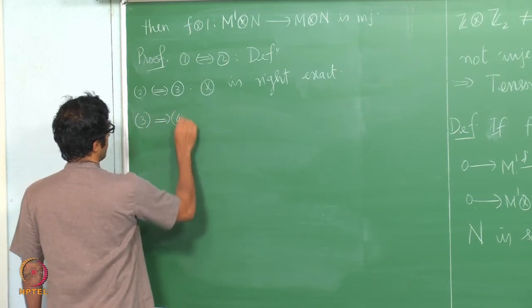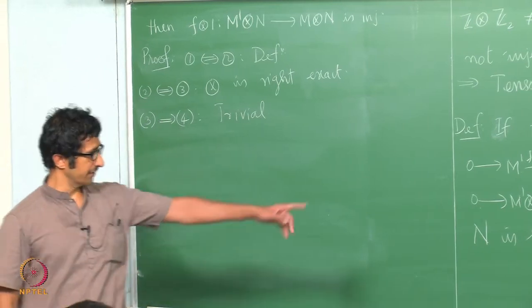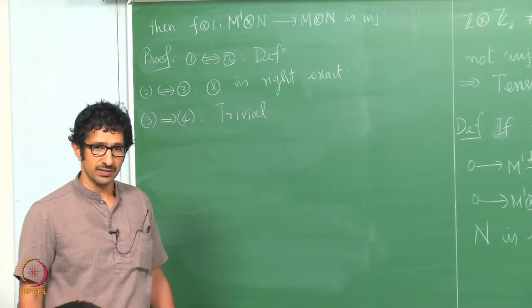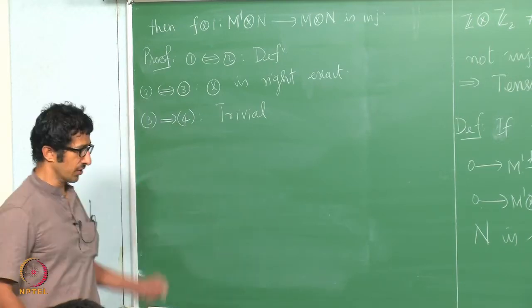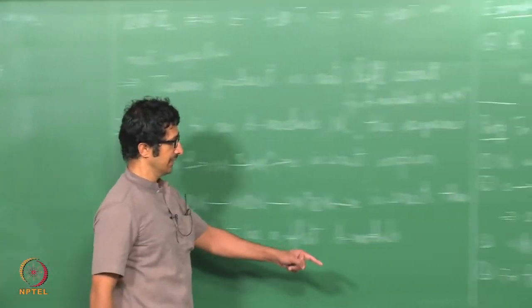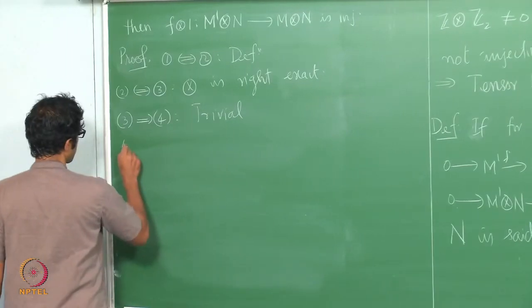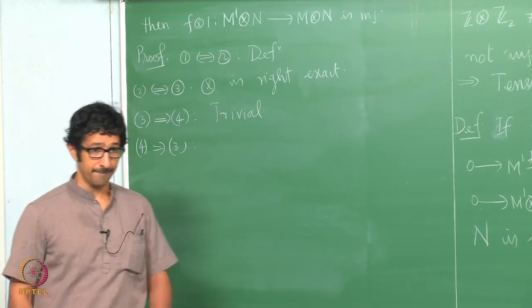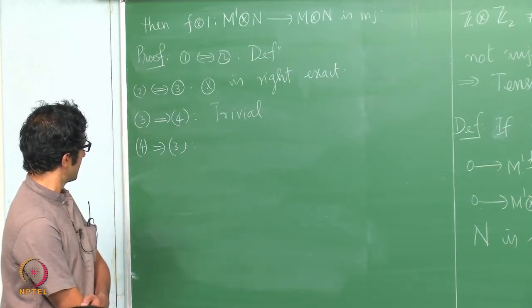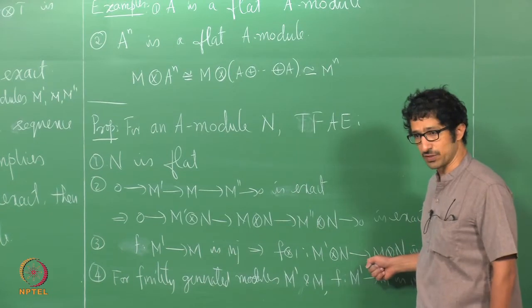3 implies 4 is trivial. If that statement holds for any module, it should particularly hold for finitely generated modules. So, the only statement that we need to prove in this is 4 implies 3. This one, if this is injective, then this is injective is what we know.